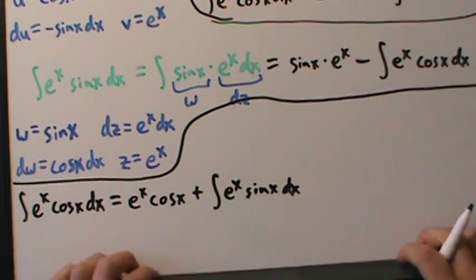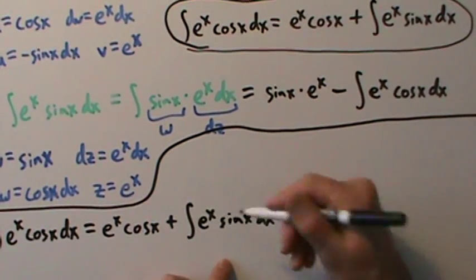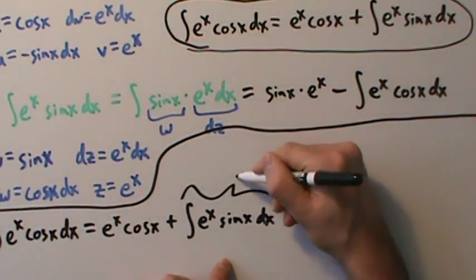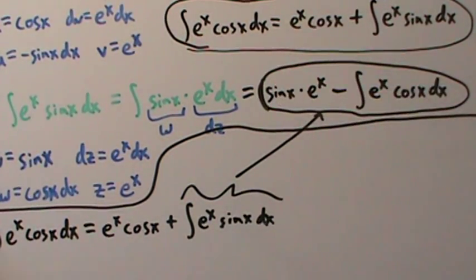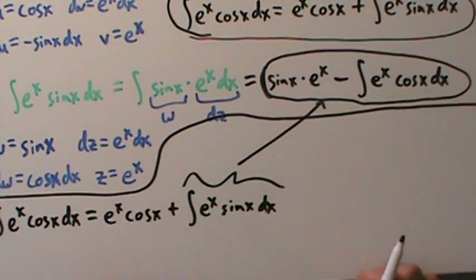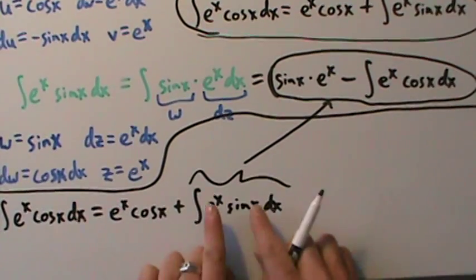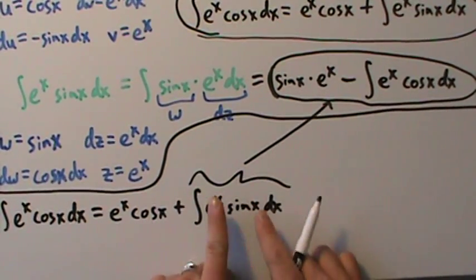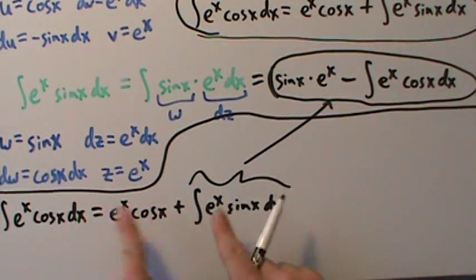But then we did integration by parts on this guy, and we found out that this integral right here equals this whole thing here. Remember, we did integration by parts on this the second time. We did it here, and we found out this integral equals this expression. So let's take this expression and stick it into this equation here.